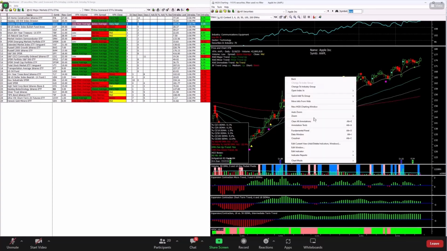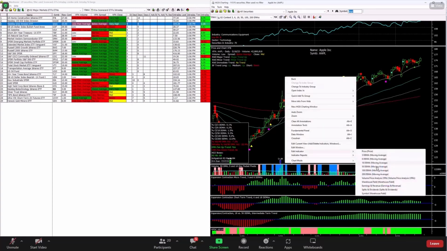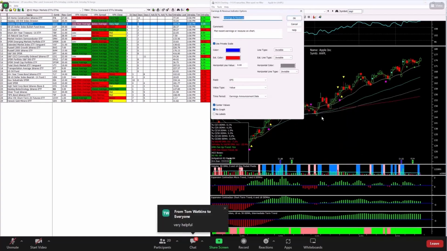Now, on the indicator, earnings and revenue, what I'm showing here is earnings announcement date, but you have all these other options. You can use end of quarter, beginning of quarter, middle of quarter, but I think the most important thing is the date that earnings were announced.